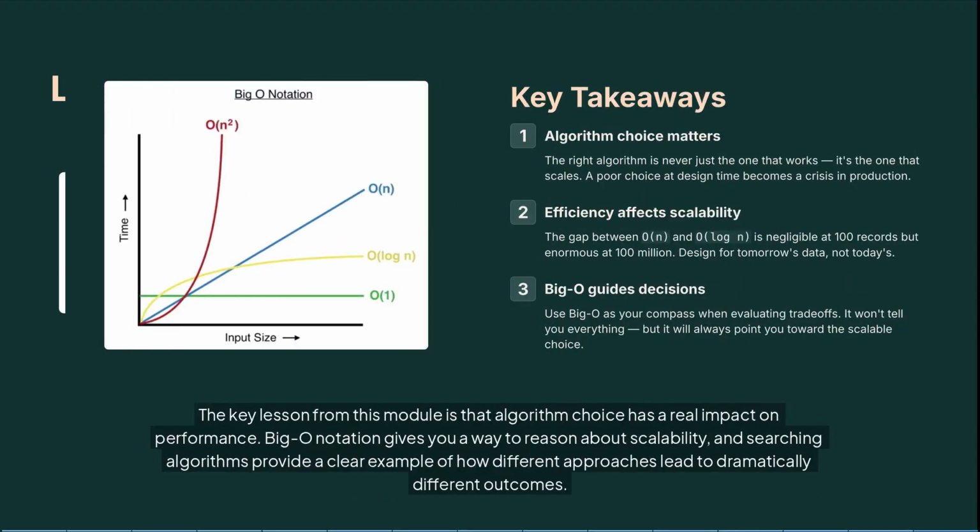The key lesson from this module is that algorithm choice has a real impact on performance. Big O notation gives you a way to reason about scalability, and searching algorithms provide a clear example of how different approaches lead to dramatically different outcomes.